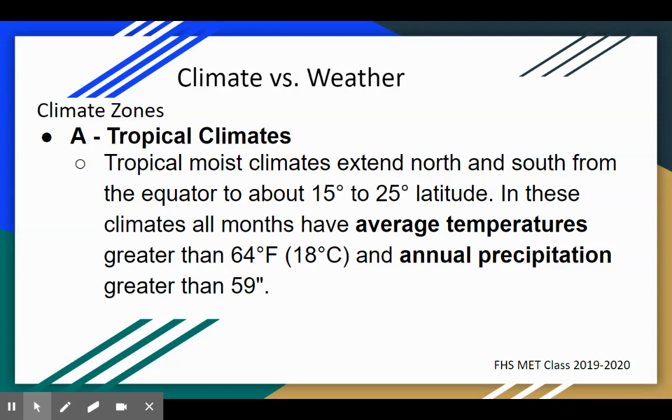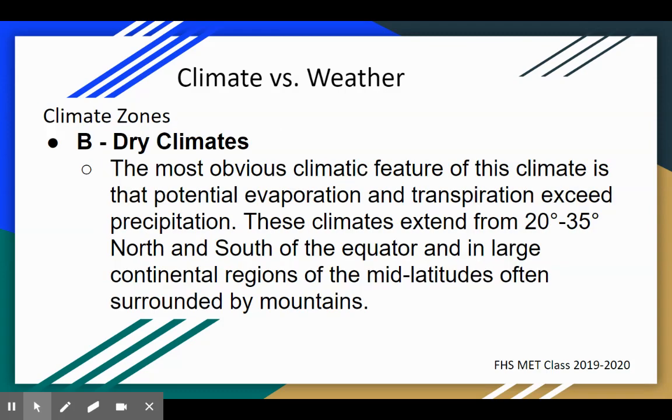The different climate zones, again, are based on precipitation and temperature. First one is the tropical climate. Those are moist climates, and it gives you the latitude at which they extend. They have average temperatures greater than 64 degrees Fahrenheit and annual precipitation greater than 49 inches. Our precipitation here in West Michigan per year is a little more than 40 inches on average. Dry climates is the second one. Low precipitation, where the evaporation and transpiration exceed precipitation. Those are 20 to 35 degrees north and south of the equator, in large continent regions, and surrounded by mountains.